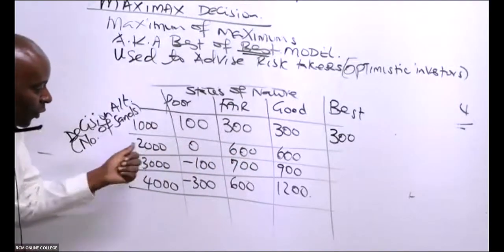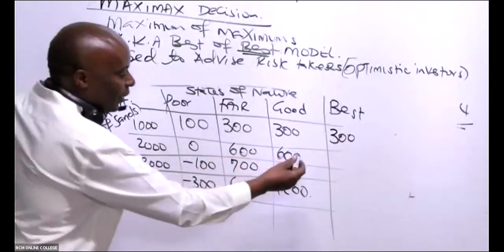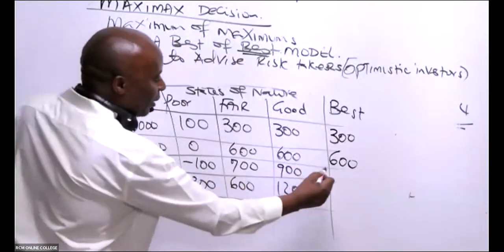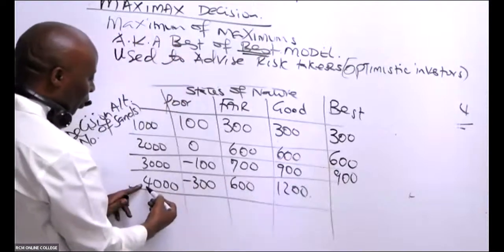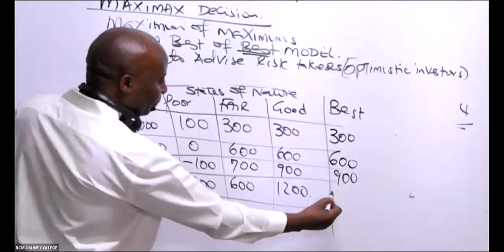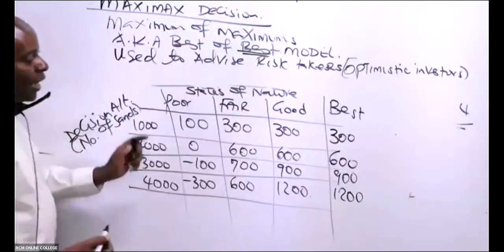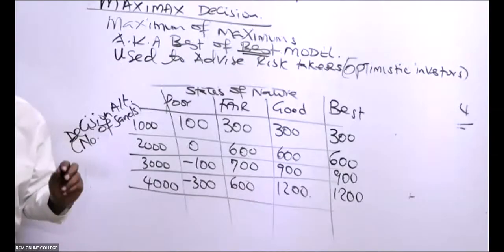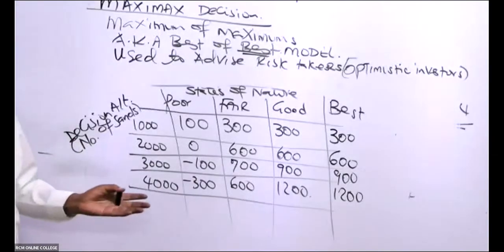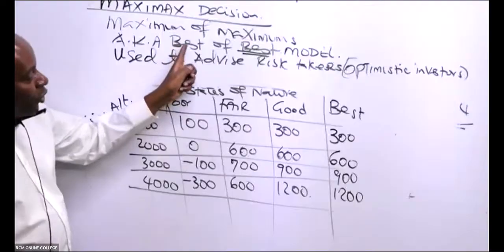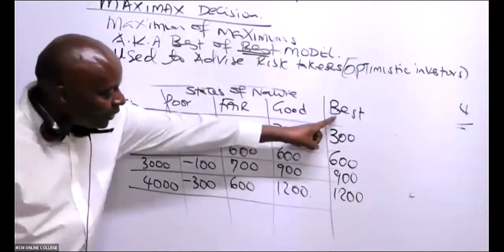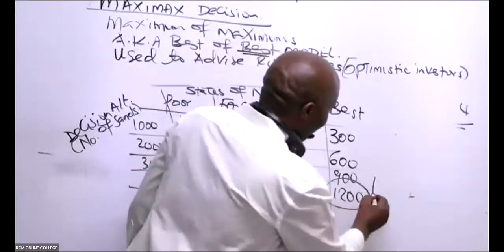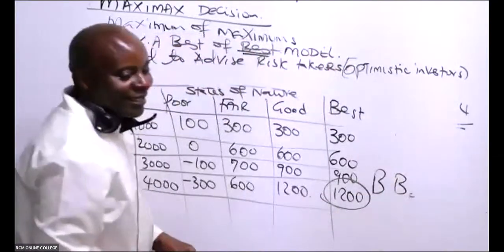So if he goes for 2,000, this ninja will wait for how much? 600, isn't it? If he goes for the third alternative, he'll wait for 900. If he goes for this alternative, he'll wait for 1,200. So we have the best, but we want best of the best. Which one is the very best? 1,200 is the best of the best, B of B.